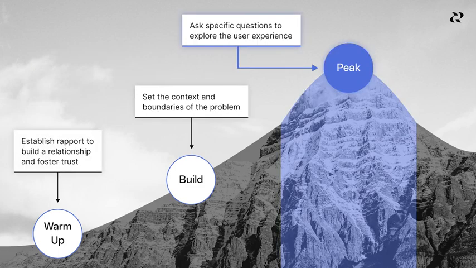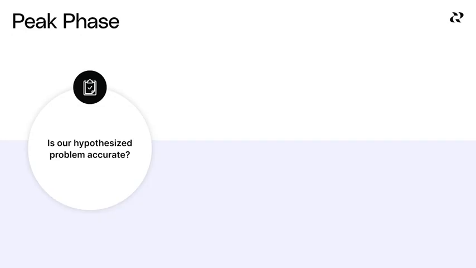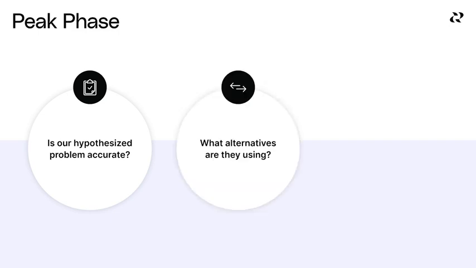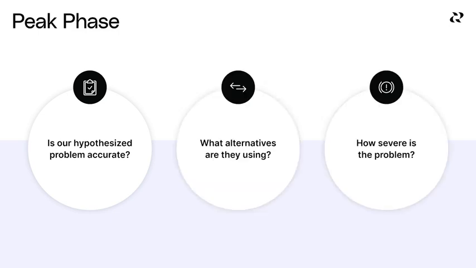Now let's move to the peak of the interview. Most of your insights from the interview tend to be concentrated here, so you should be spending about 25 to 30 minutes of a 45-minute interview on these questions. Generally, in this section of the interview, there are 3 main areas to consider from the user's perspective. Is our hypothesized problem accurate? What alternatives do users leverage to solve the problem today? And how severe is the problem based on the solutions they have available to them currently?